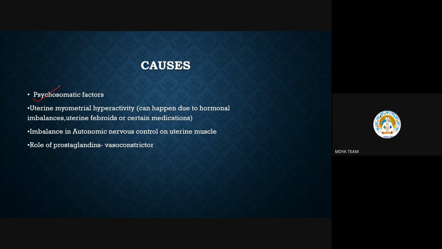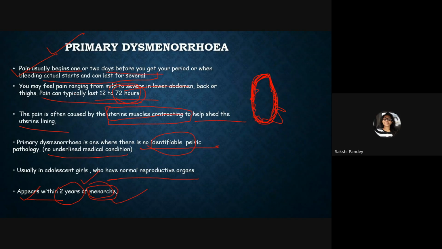The causes are psychosomatic factors, as I told, the main causes, everything related to our mental status. What did I tell about this menarche appearing within 2 years? That means it appears within 2 years of their first menstrual cycle, when they are identifiable with primary dysmenorrhea. If they really have this problem or condition, then it could happen within 2 years of their first menstrual cycle.